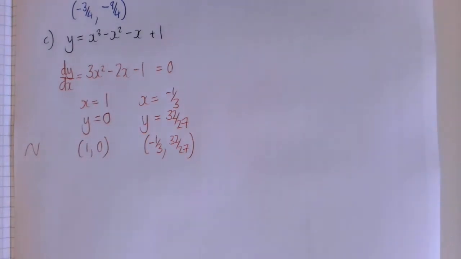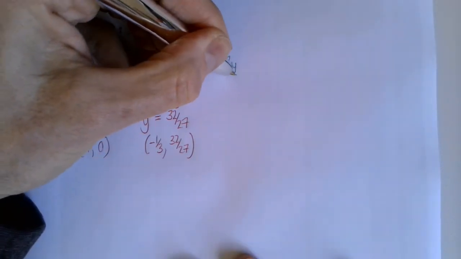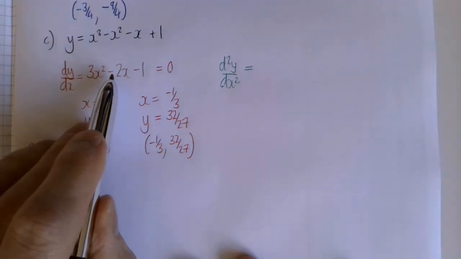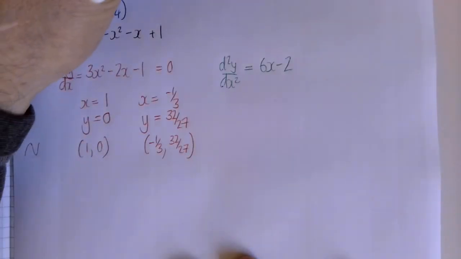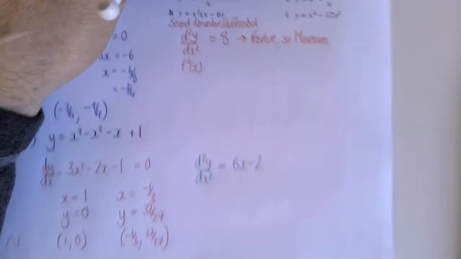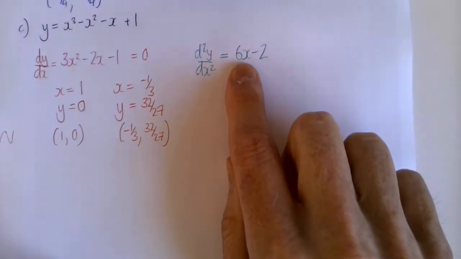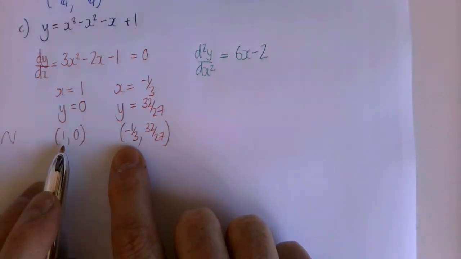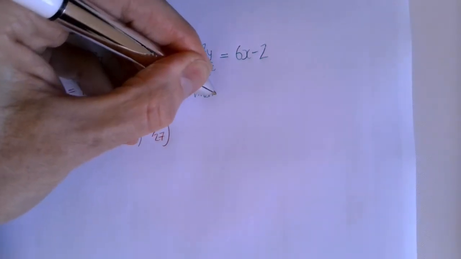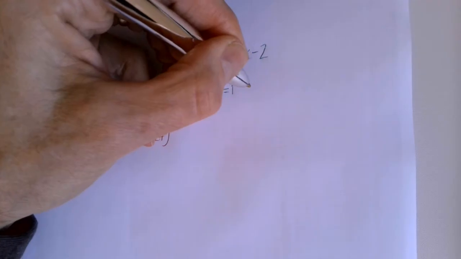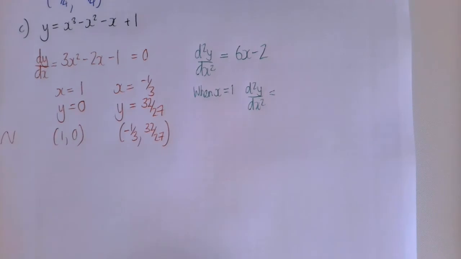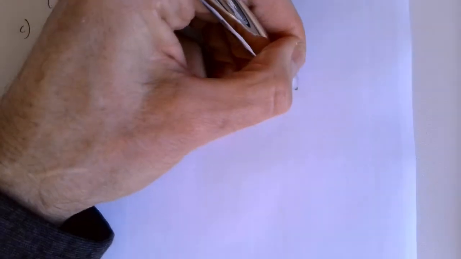So let's differentiate again. So that gives me 6x minus 2. Now when I differentiated a quadratic, d2y by dx squared was a number, but now it's a cubic. I've got a letter left in there. So now I need to substitute in my two x values. So when x equals 1, d2y by dx squared will equal 6 take away 2. That will equal 4, which is positive.